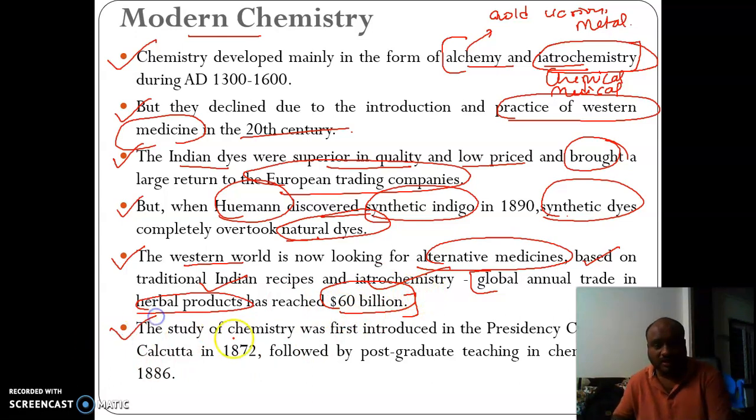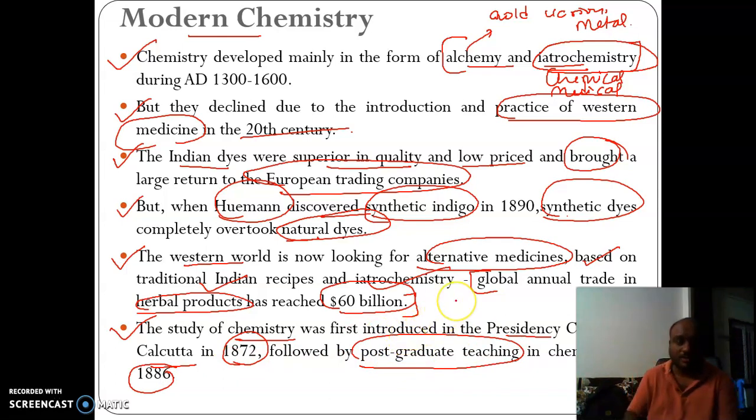In India, the study of chemistry was first introduced at the Presidency College of Calcutta in 1872, and in 1886 postgraduate teaching in chemistry was introduced. These are a few modern chemistry aspects in India.